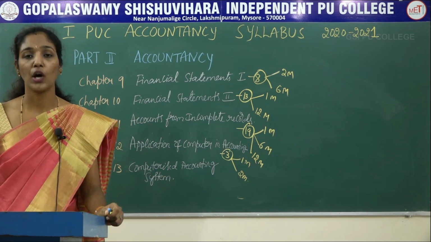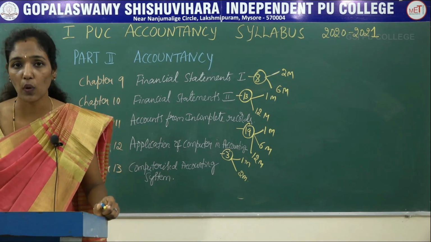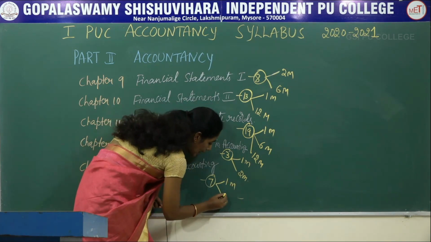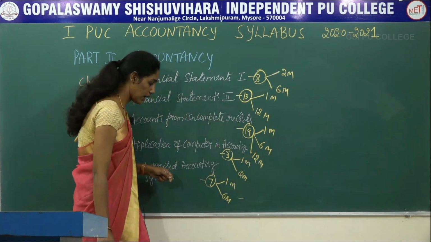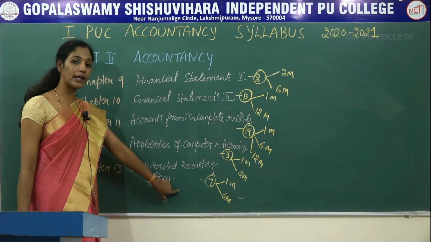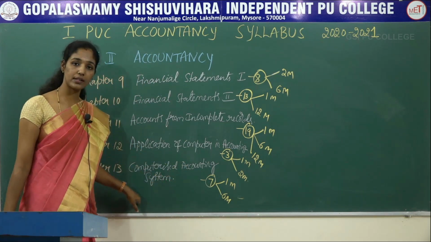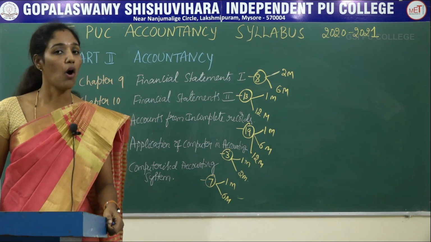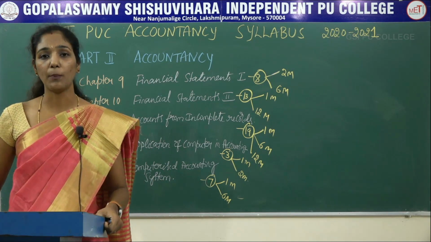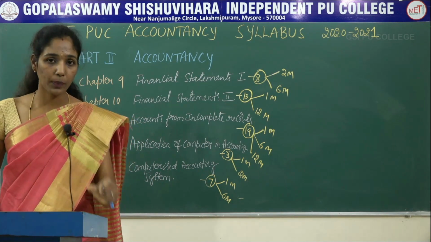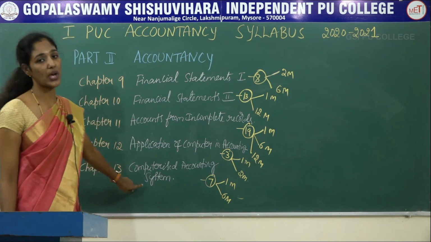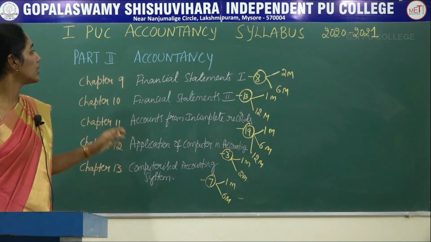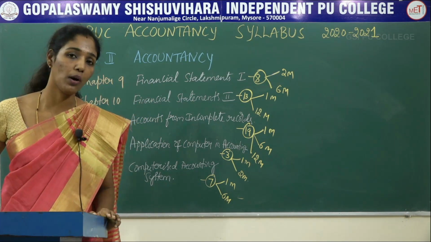For this chapter a total of 7 marks is allotted in your examination. Out of 7 marks you can expect one 1-mark question and one 6-mark question. The question may be like this: explain the nature of a computerized accounting system, or explain the merits of a computerized accounting system, or explain the demerits of a computerized accounting system. You can expect only theoretical questions from this chapter. So there are 5 chapters covered under Part 2 of accountancy. These are all the accountancy syllabus of your first PUC.